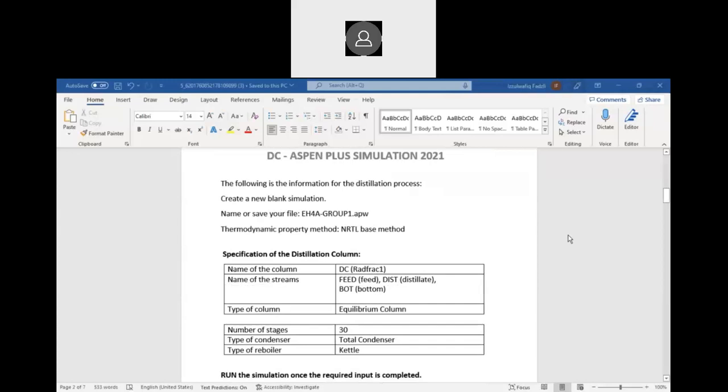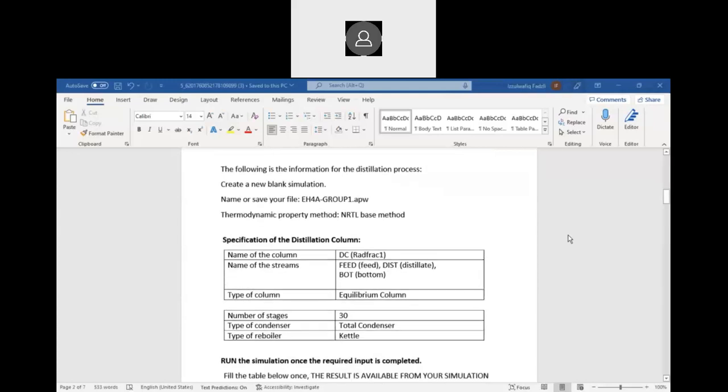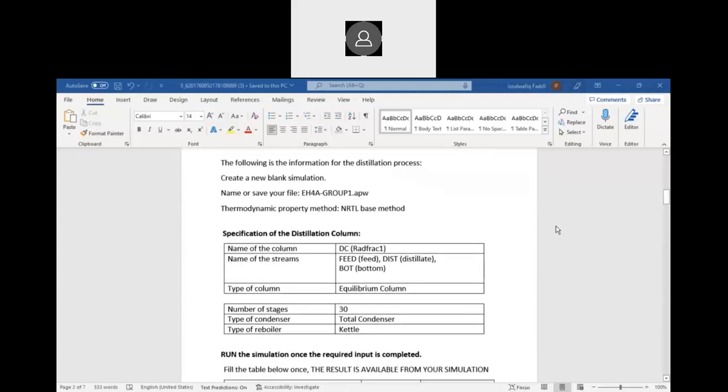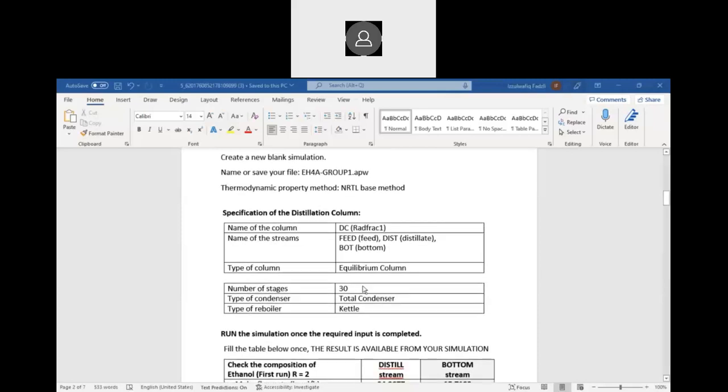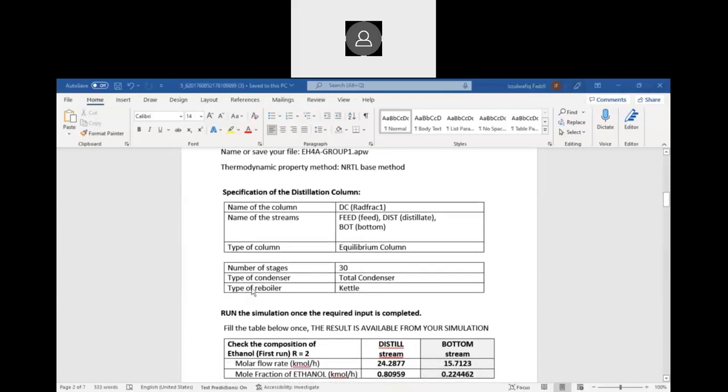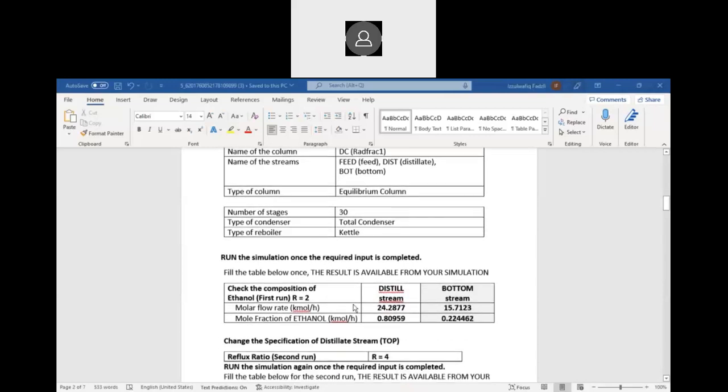As our group did the Aspen simulation, we got the specification of the distillation column, which is DC is RadFrac 1. The number of streams is feed, distillate, and bottom. The type of column is an equilibrium column. As mentioned in the problem statement, the number of stages is 30. The type of condenser is total condenser, and the type of reboiler is Kettle.